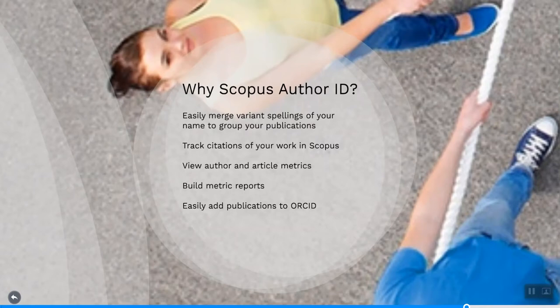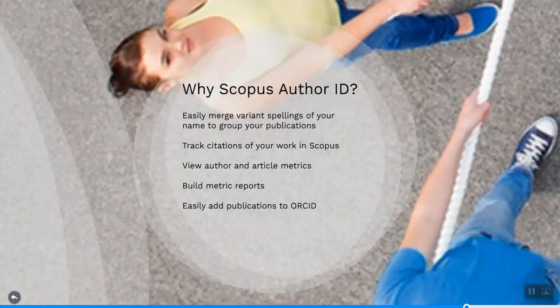You can use it to track citations of your work and to see metrics, both author and article level, that show the impact of your research. You can even build metric reports that you can export to use in presentations or funding applications. Author ID also talks to ORCID, so you can easily add Scopus indexed publications to your ORCID.